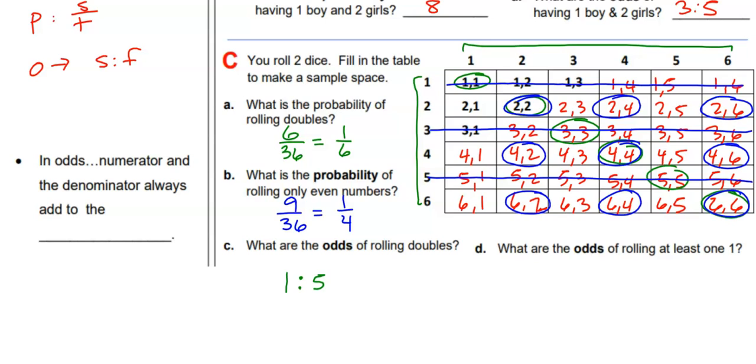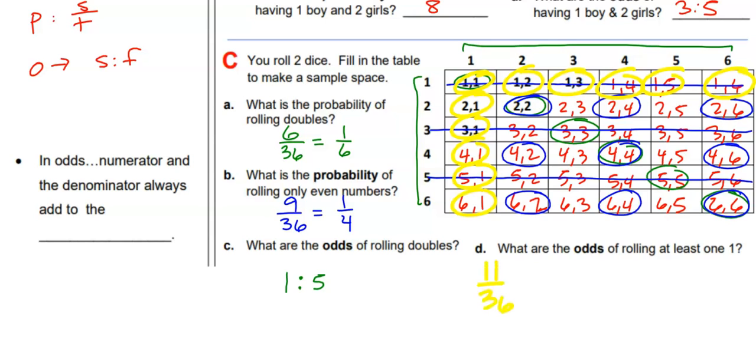All right. And then what are the odds of rolling at least one 1? At least one 1. So we've got to find everything that has a 1 in it. So there, and there. All of those have at least one 1. So altogether, 1, 2, 3, 4, 5, 6, 7, 8, 9, 10, 11. So 11 out of 36.